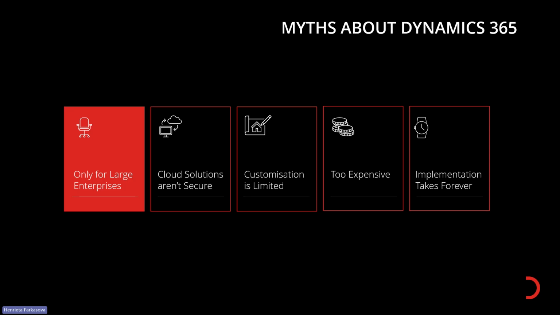Cloud solutions aren't secure. The myth is that cloud is risky. But the truth is, Dynamics 365 runs on Microsoft Azure, one of the most secure cloud platforms globally, with compliance certifications and advanced data protection features. You might think that customization is limited, and that you might not be able to tailor it to your business needs. Dynamics 365 is highly customizable, as I've mentioned before, with tools like Power Platform, Power Automate, and Power Apps for low-code or no-code solutions.